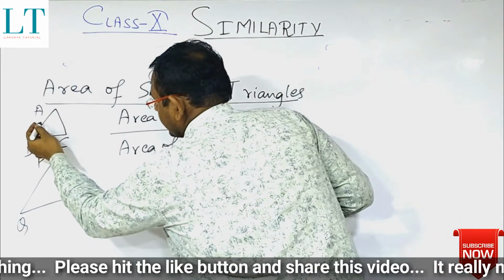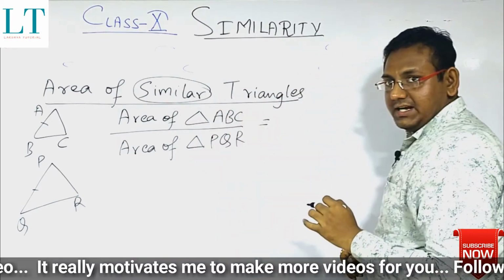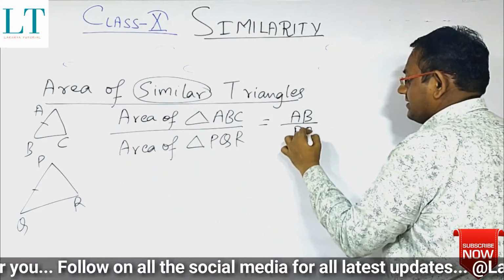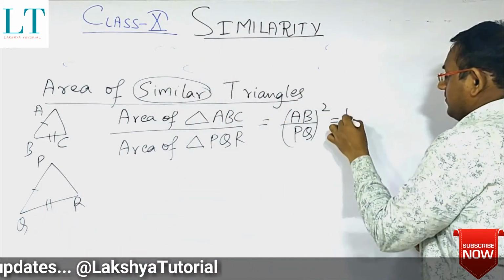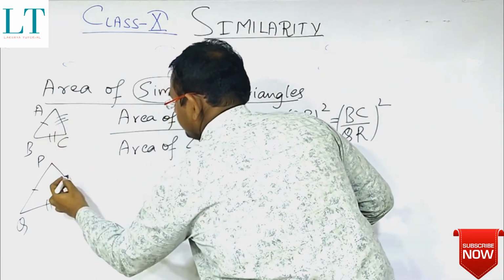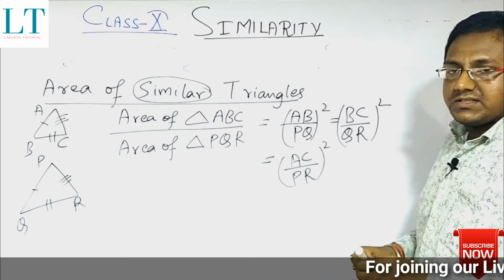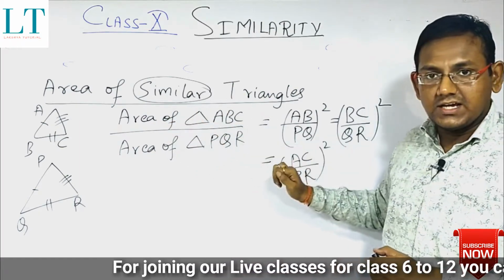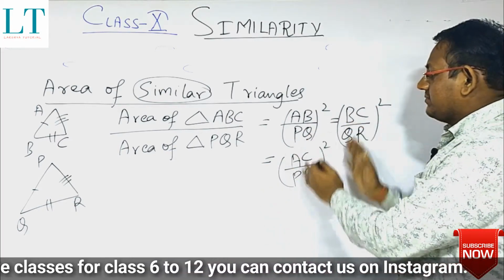So we can say that this side is similar to this side because we are already considering that they are similar triangles. Since we are considering similar triangles, the sides are in ratio. So we can say that this is equal to the side AB by the similar side PQ whole square, or the side BC by QR whole square, or the side AC by PR whole square. So the ratio of the areas of these two triangles is equal to the ratio of similar sides whole square over here. Very simple concept.